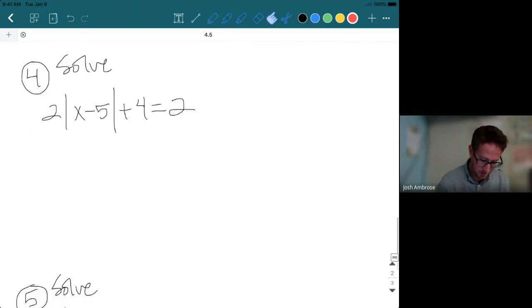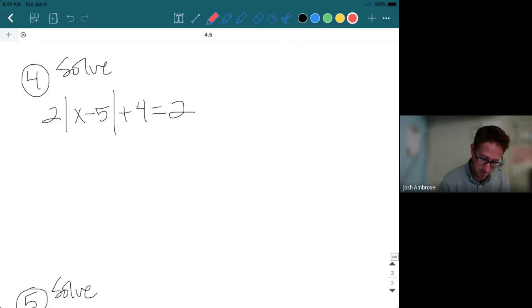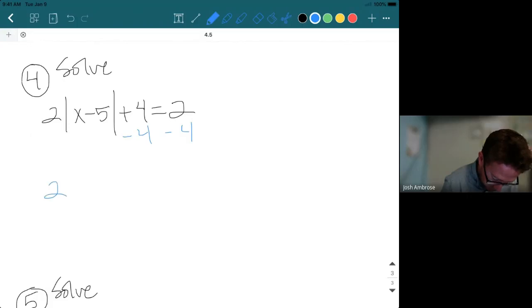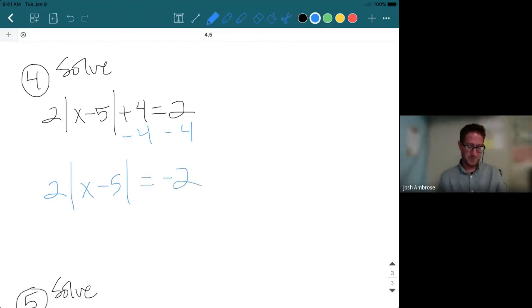Okay, let's solve another one. Here we go. The more, the merrier, because it helps. All right. So what do we do? Take care of what's outside the absolute value first. What part of that do we do first? We take care of that +4. So we're going to say -4, -4. All right, so we got 2 absolute value x minus 5 absolute value equals, and that's now going to be a -2.